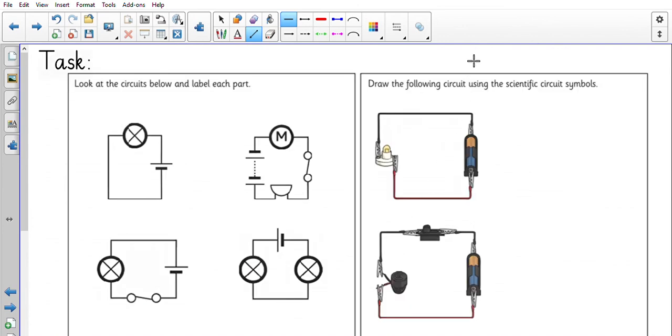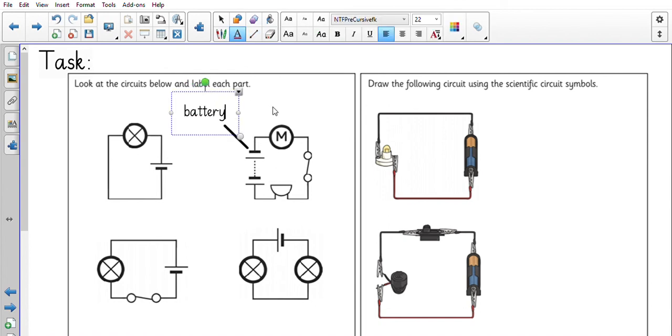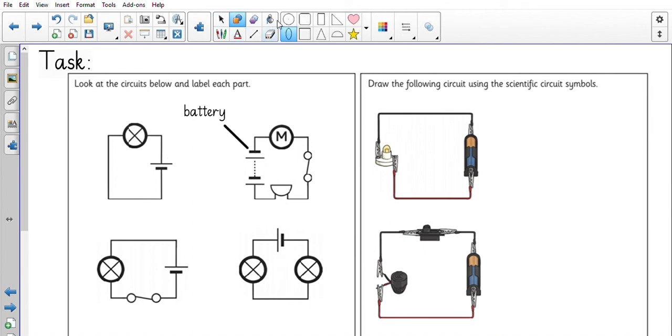So your task for today is to look at the circuits below and label each part. Okay, so for example, I would label this and I would say I know that this is a battery. Once you have finished, you are going to draw the following circuit using the scientific symbols. So for example, you're not going to draw the picture of the battery, you're going to draw the symbol for the battery, which we have seen here. Same with the bulb or the lamp and the wires. So I want you to have a go at drawing some of those yourself.